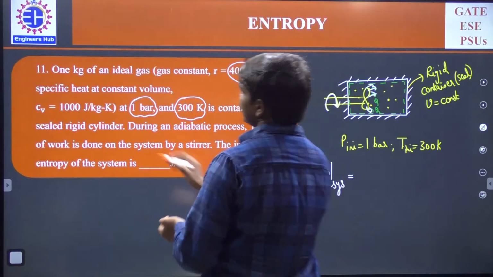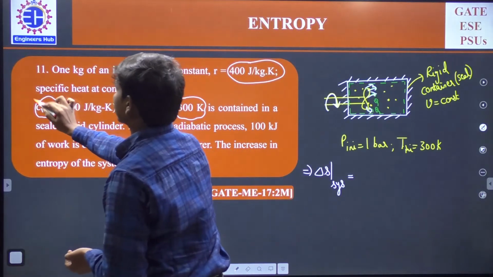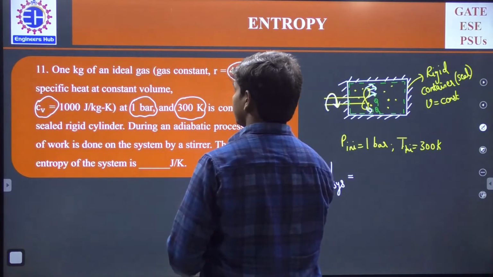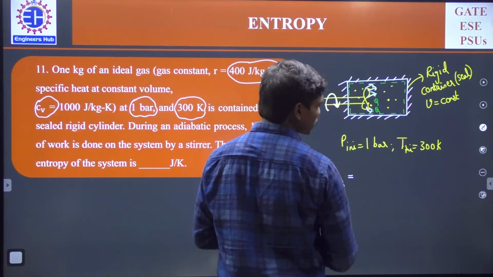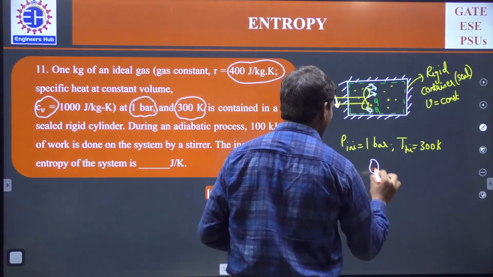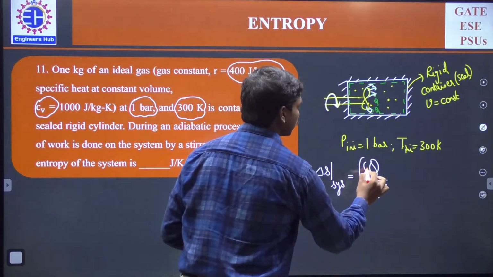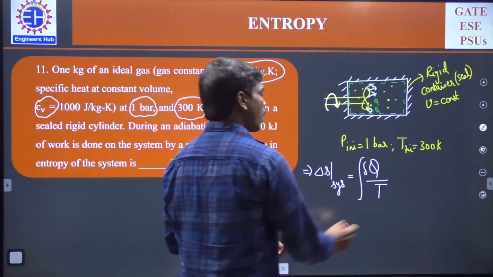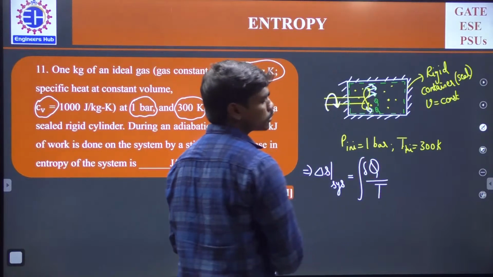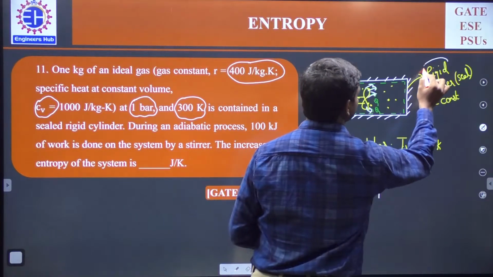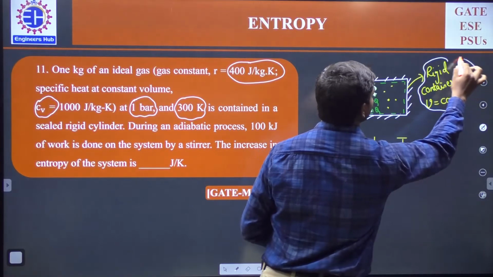Now, Cv is given to you. Okay. Then what is the entropy change? To calculate entropy change, basically you need to write Q by T. Of course, integral del Q by T, for example. Now, how to get the expression for del Q in terms of T? This fellow helps you. It's given the container is rigid.